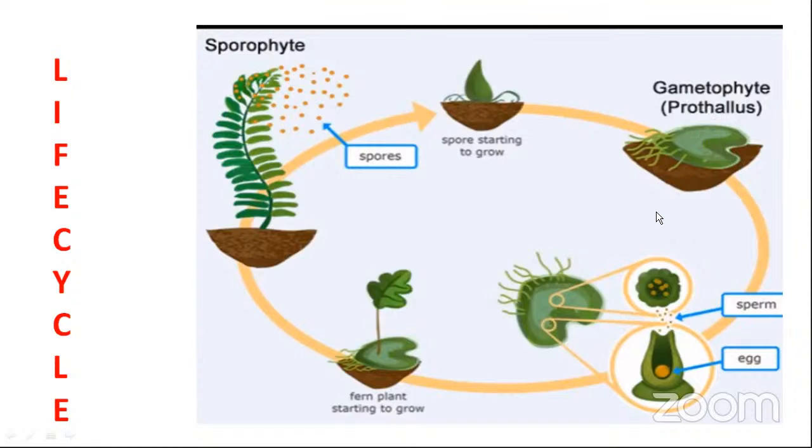Now the gametophyte is developing. It produces the antheridium and archegonium, and when they fuse, they again form the sporophytic development. So here also we can find two types of phases: the sporophytic phase and the gametophytic phase. Two different kinds of phases or stages are produced here.